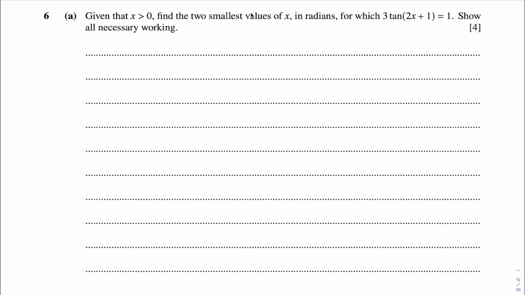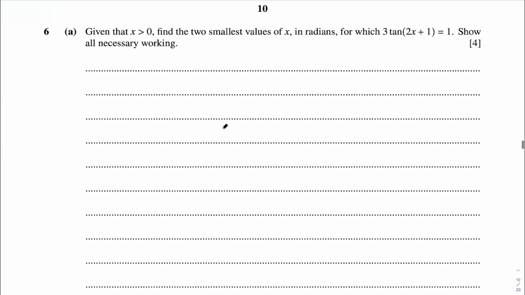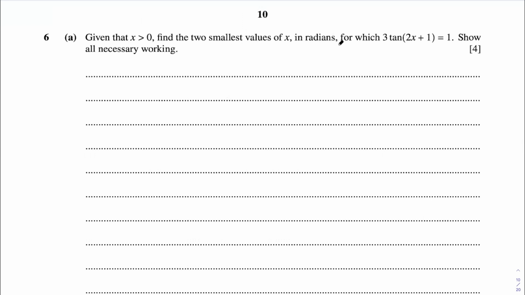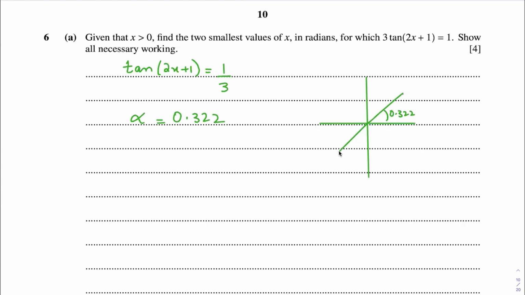In question 6, it is given that x is greater than 0. We have to find the two smallest values of x for which 3 tan 2x plus 1 is equal to 1. So 3 tan 2x plus 1 can be written as tan of 2x plus 1 is equal to 1 upon 3. Tan inverse of 1 upon 3 will give us the basic angle, which is 0.322 in terms of radians. Now we know that tan is positive in the first and the third quadrant, so we'll make the basic angle 0.322 in the first quadrant and 0.322 in the third quadrant.